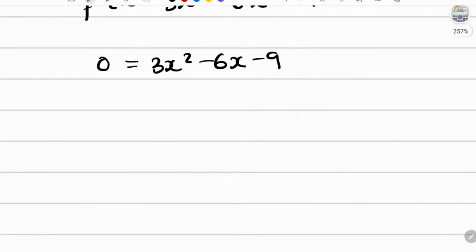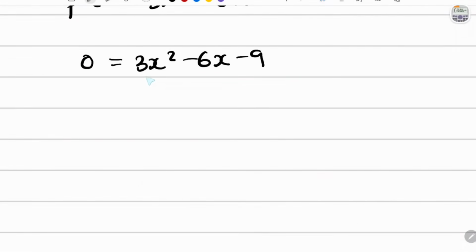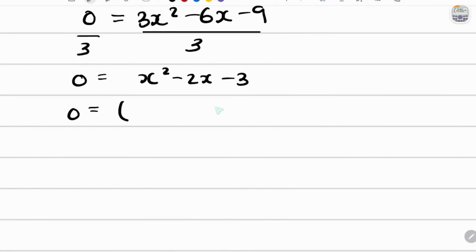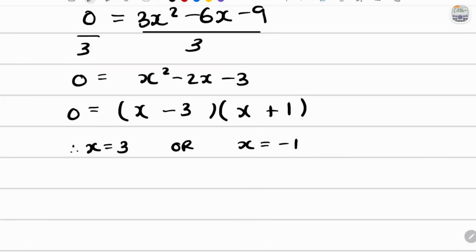Okay, so just a bit of algebra here. Just going to go ahead and divide both sides by 3 since it's common all through. So we have 0 is equal to x squared minus 2x minus 3. So let's go ahead and factorize that. 0 is equal to, open up two brackets, we have x times x. And then factors of negative 3: why don't you just try negative 3 plus 1? That gives you negative 2, and if you multiply, it gives you negative 3. So x is therefore equal to 3, or x is equal to negative 1.